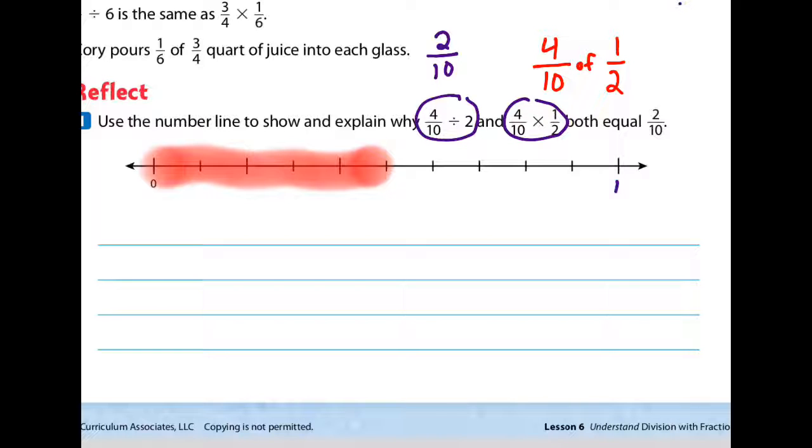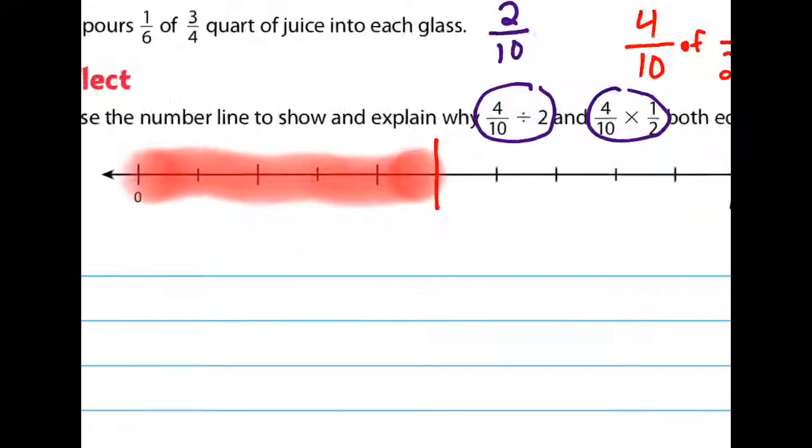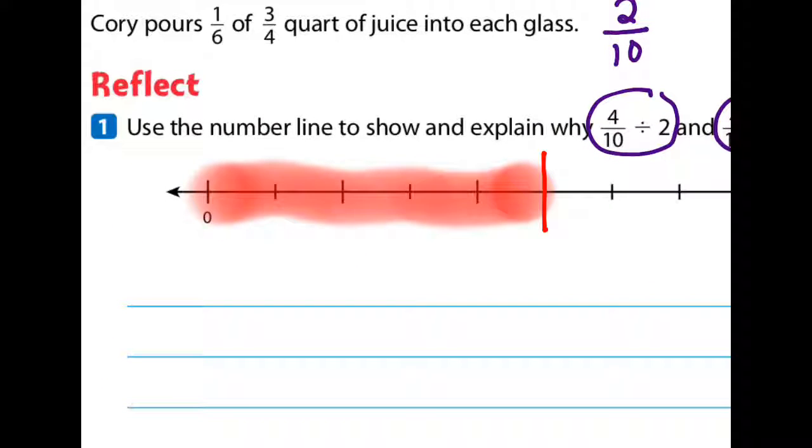Okay, so what I did is I just cut it in half. Now 4/10 of that 1/2 means I need to take that red section and find 4/10 of it. So when I do that, watch what I'm about to do. Okay, so I'm going to zoom in here. Now notice the red section is split into fifths. Do you guys see the 5 pieces? What I need to do is split it into tenths.